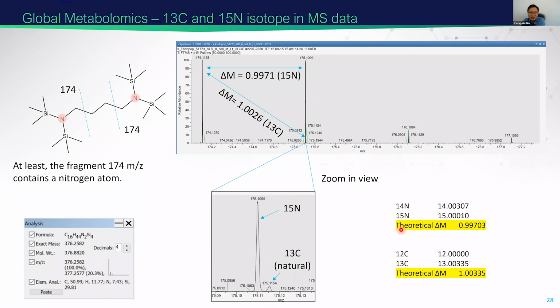And theoretically, the difference between the 14N and 15N is 0.99743, and the theoretical delta M between 12C and 13C is 1.00335. What we measure here, the peak delta M, is 0.9971. So this 175 is definitely the addition of a 15N. And the small peak, the natural isotope, has a delta M of 1.0026. So a high resolution mass spectrometer is amazingly accurate, and we can measure them in a really accurate manner.